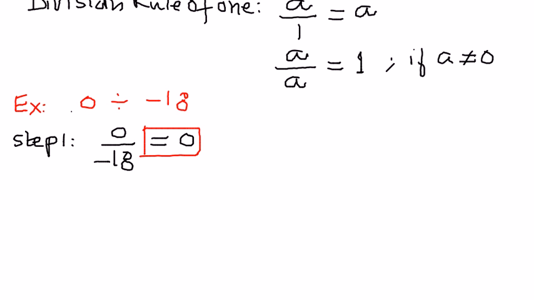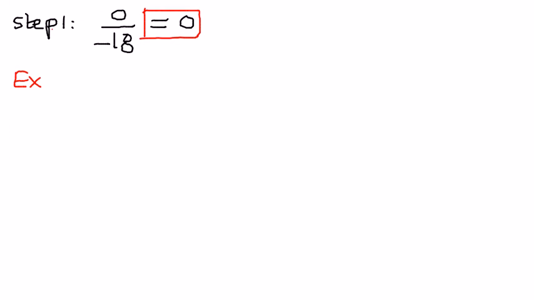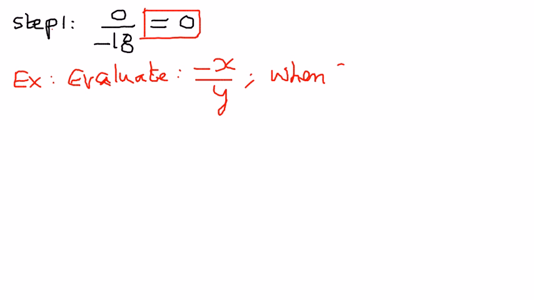Okay, so let's look at another example. This time, let's say we have an algebraic expression we want to evaluate: negative x over y, when the value of x is given to us as negative 6 and the value of y is given to us as negative 3.